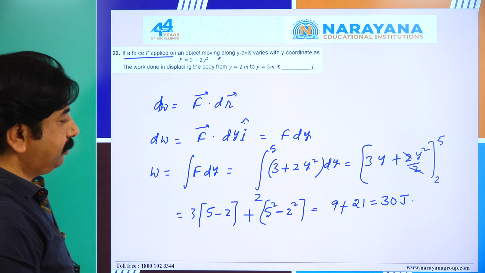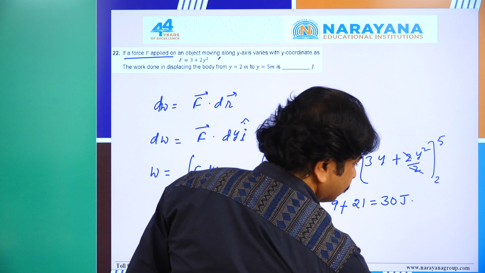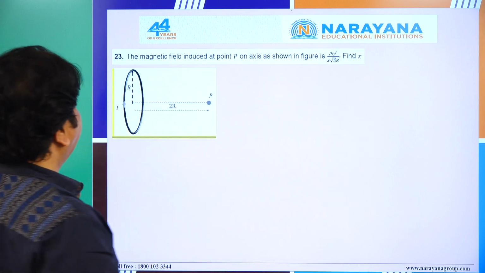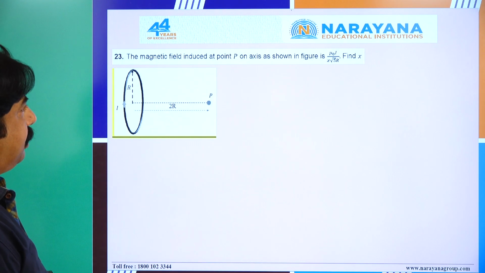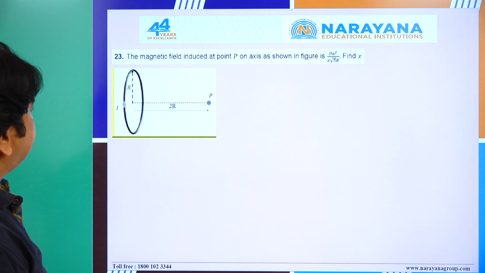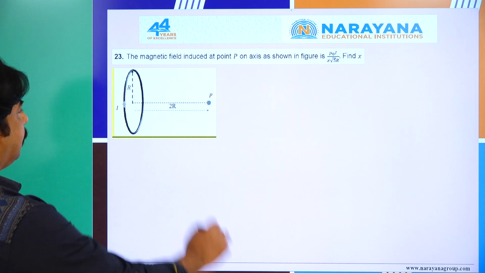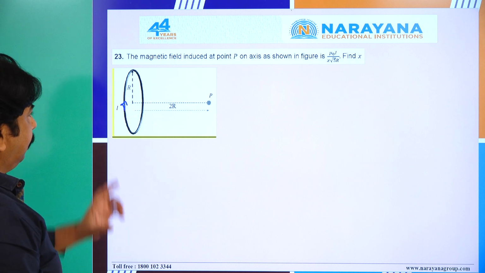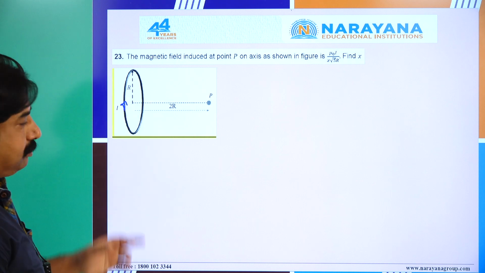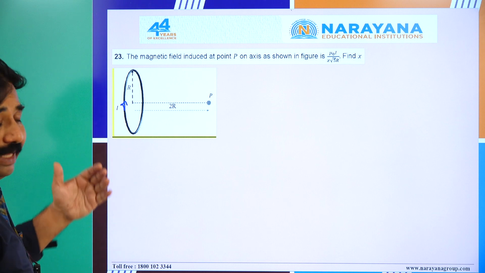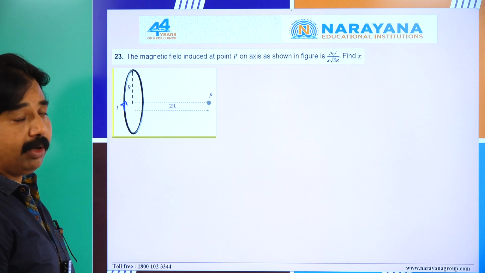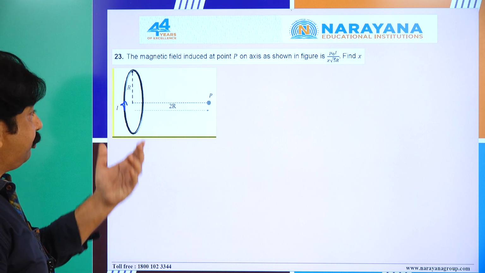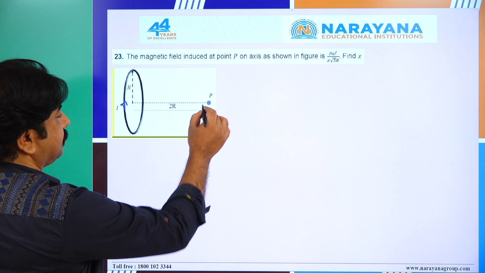Now we are going to the next question. The magnetic field induced at the point P on the axis shown in the figure is... So now here the current is flowing in this direction. This seems to be a circular coil only. A circular coil behaves as a bar magnet also. From this we can write the direct formula for this case.